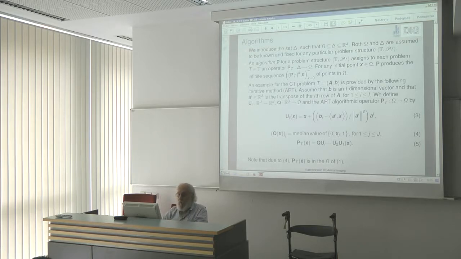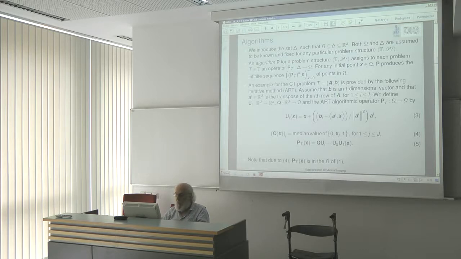An example for the problem, where the problem is specified by a system matrix A and the measurement vector b, is provided by the following iterative method. It's called ART, and ART is defined here. This is the iterative step of ART. You have x, and then after the iterative step, you have P_T of x.